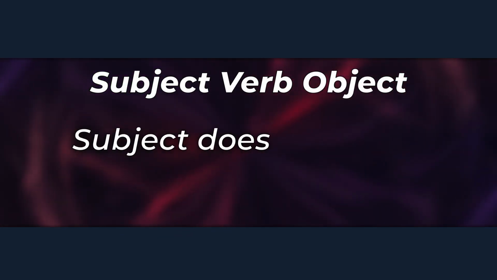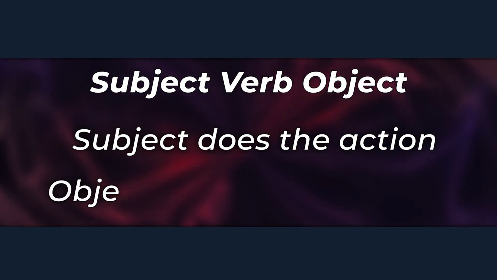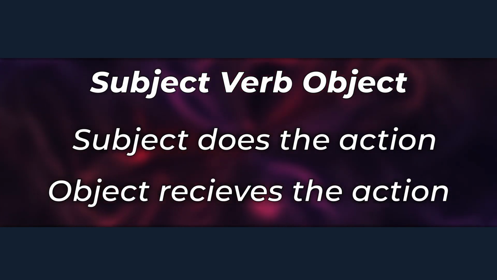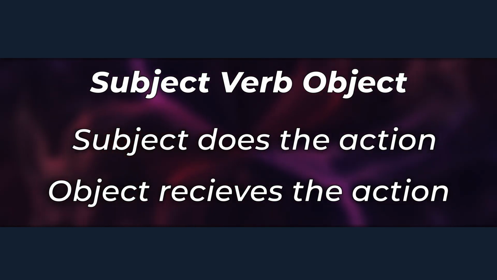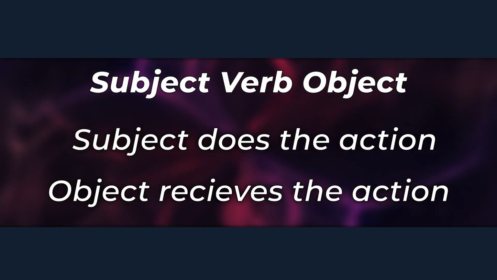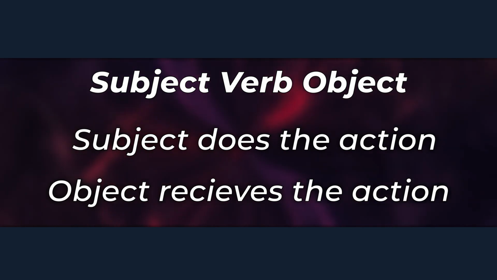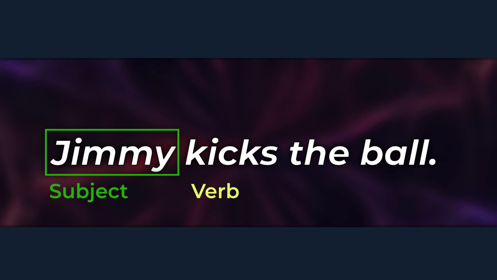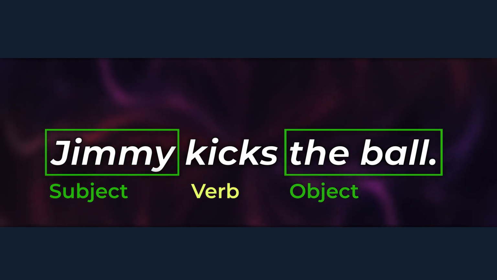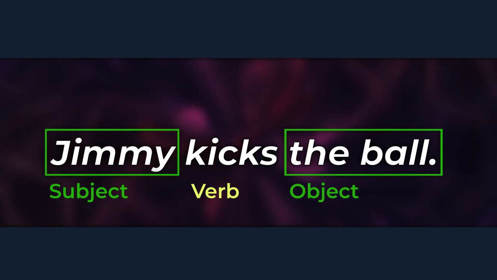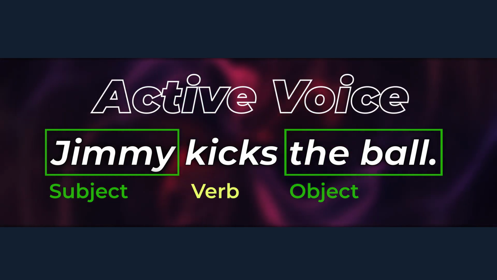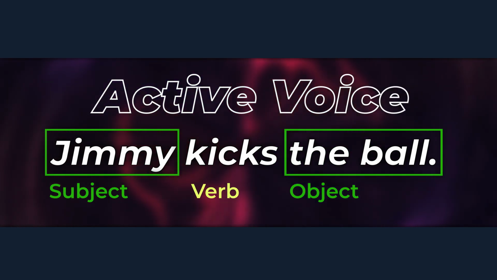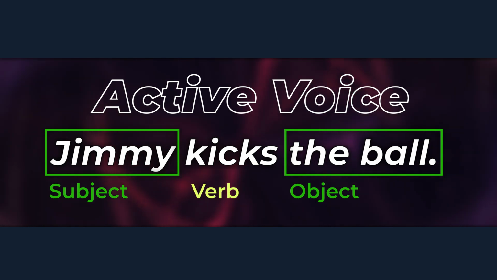Subject is the thing that does the action, and the object is the thing that receives the action. The subject acts, and the object is acted upon. Jimmy kicks the ball. Jimmy is our subject, and he kicks the ball. Object is the ball. This is how we usually talk, and this is called active voice. The important part in active voice is the subject.